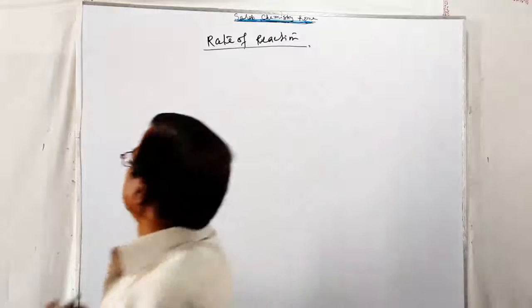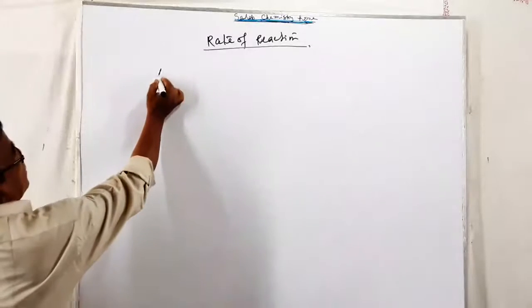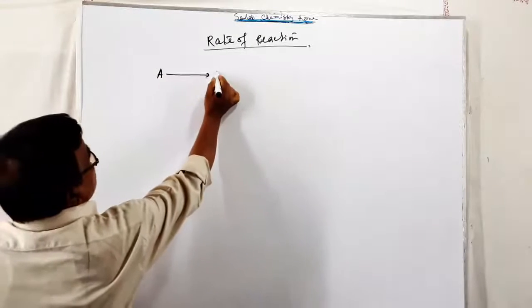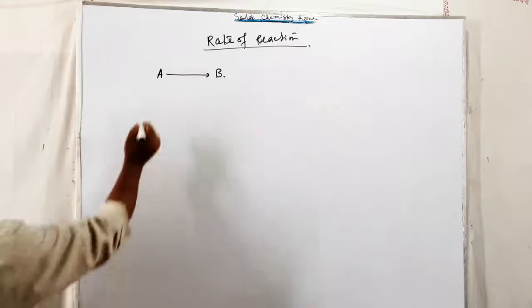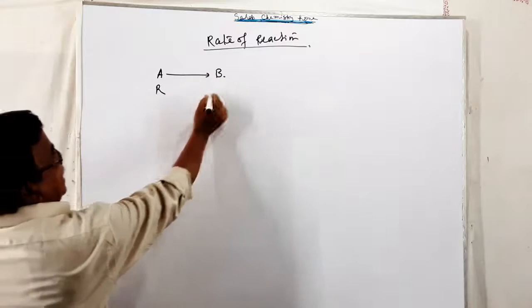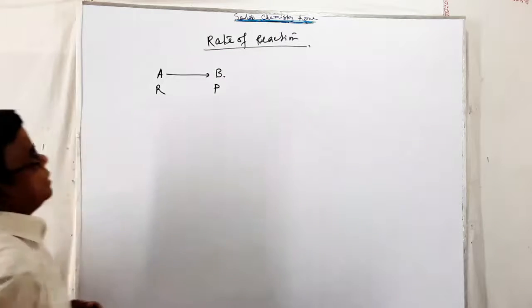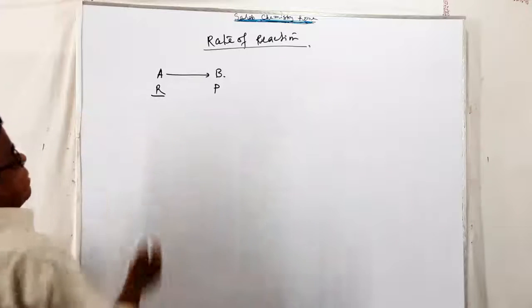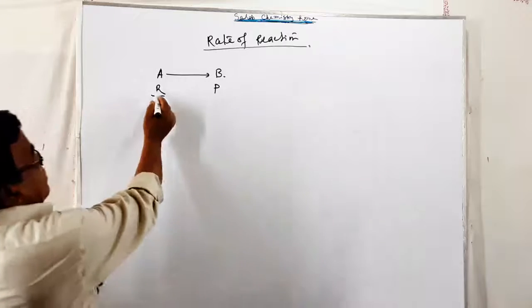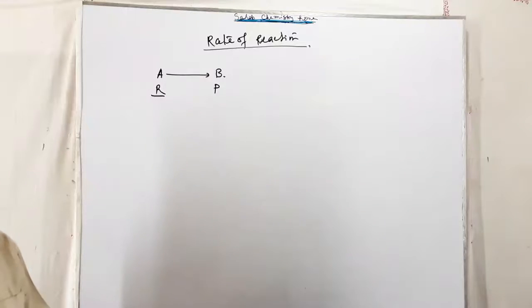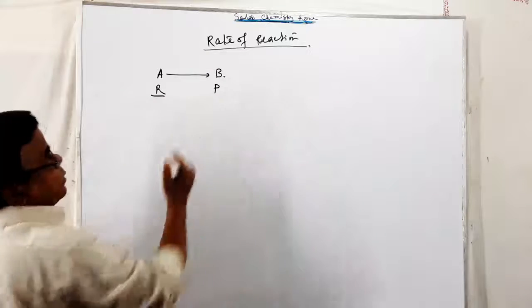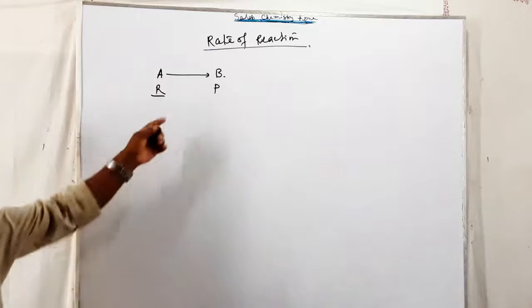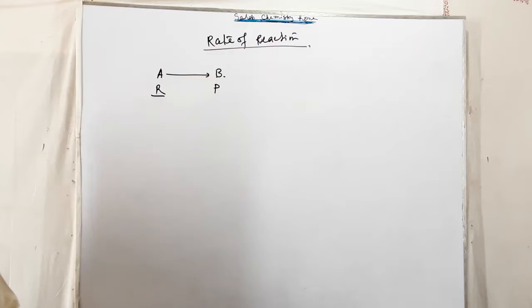Let us consider an equation A to B, where A is the reactant and B is the product. At the time, the concentration of the reactant decreases, and at the same time, the product of this reaction increases in unit time.